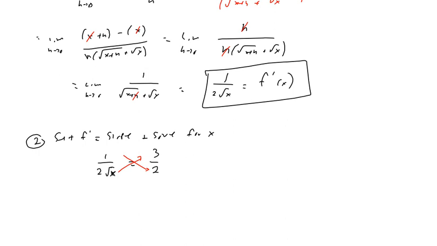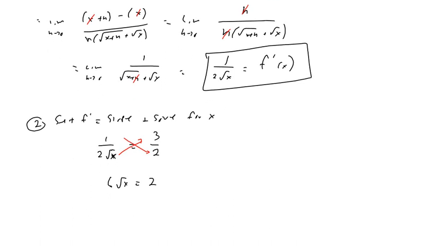So I'm going to have 2 root x times 3, which is 6 root x, equal to 2 times 1, which is 2. I'm going to divide by 6 on both sides. So I get the square root of x is equal to 1/3. And then to cancel my square root, I square both sides. So I have x equals 1/9. There's my x value.